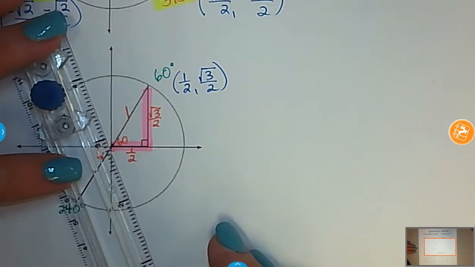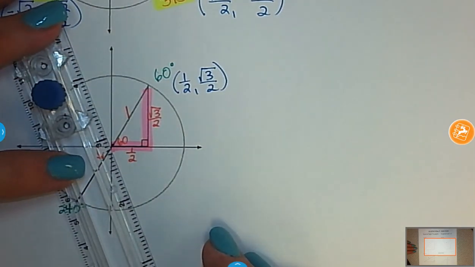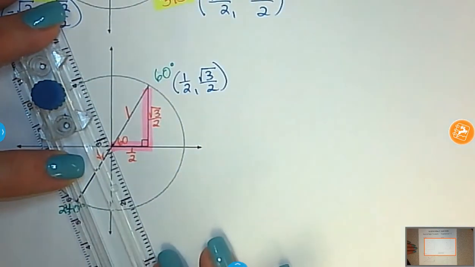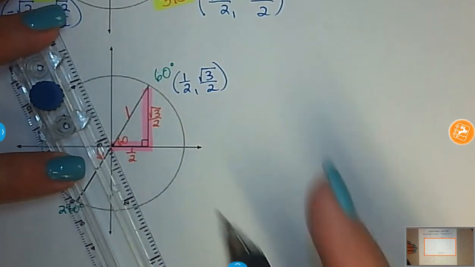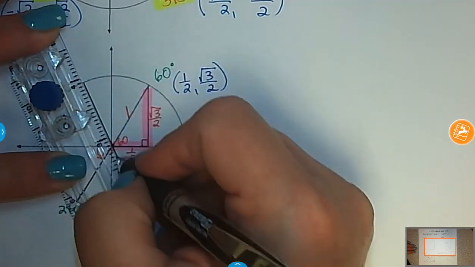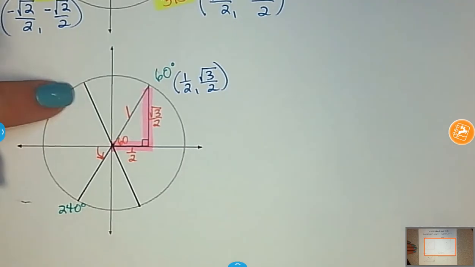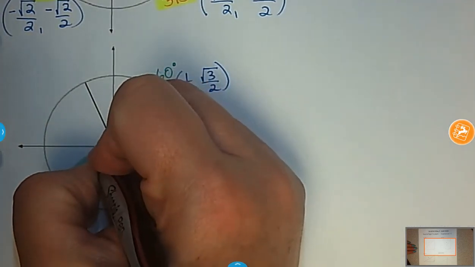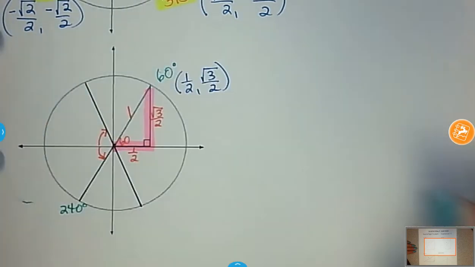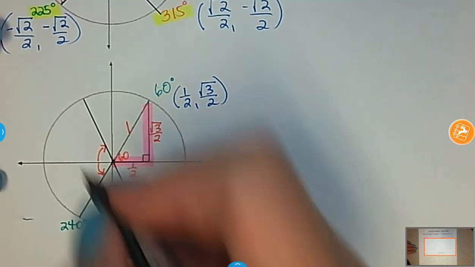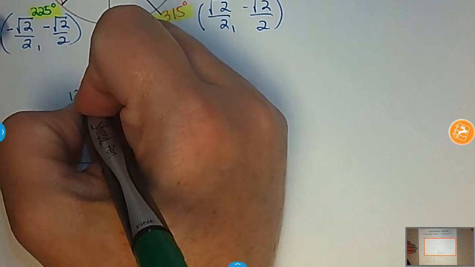Now, let me go ahead and draw in my angles in quadrants 2 and 4. It's not going to be exact. It'll be close enough. So this angle in quadrant 2 is 60 degrees before you get to 180. So 180 minus 60 is 120.